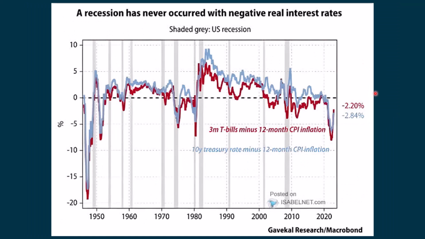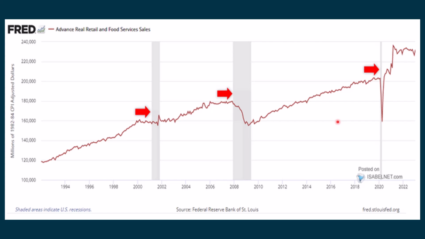This chart says that a recession has never occurred with negative real interest rates. That, again, real means that it's taking into account inflation. When you look at the 3-month bill minus the 12-month CPI, that gives you a negative rate. And they say that we've never had a recession when this has happened. Here's a look at real retail and food services sales. They continue to be quite strong overall, which is not necessarily suggesting that we're heading into a recession.